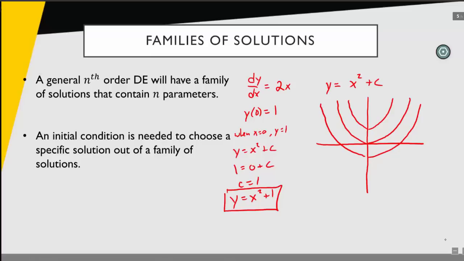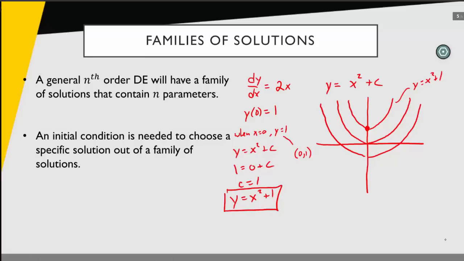Now we can also think of this graphically. If my condition states that when x equals 0, y equals 1, then my curve must pass through the point (0, 1). So if I look at that point on my graph, it would be right here. And so I can see that this curve right here really is y equals x squared plus 1. That is the curve that not only satisfies the differential equation, but also the initial condition.